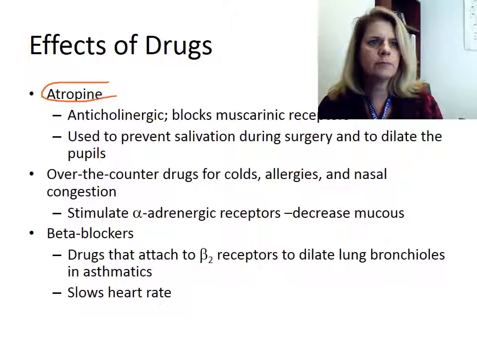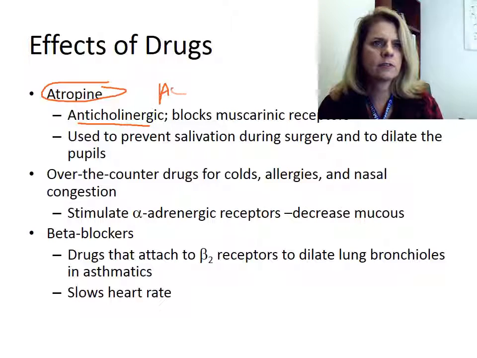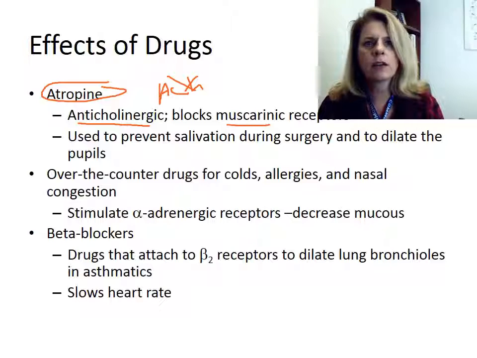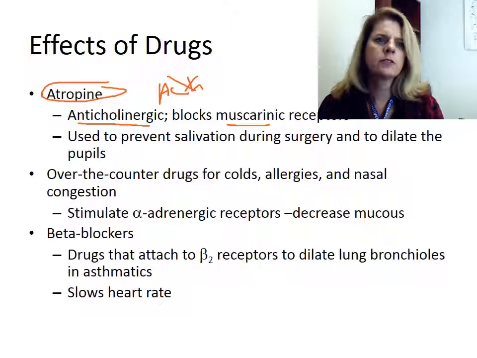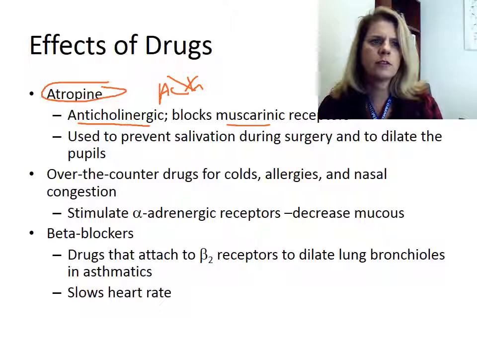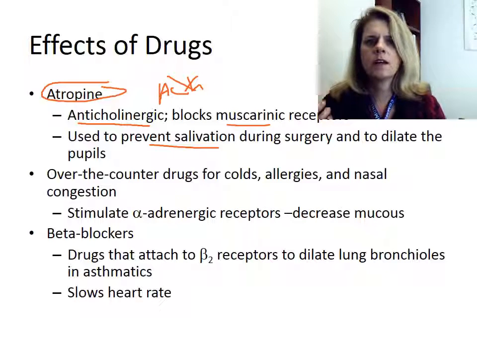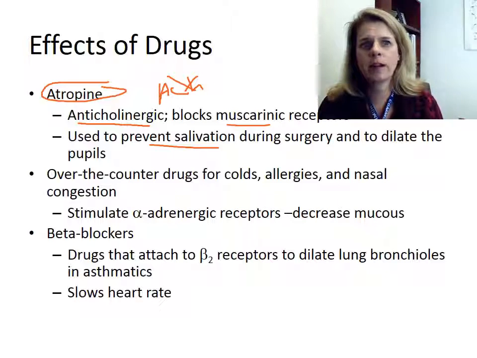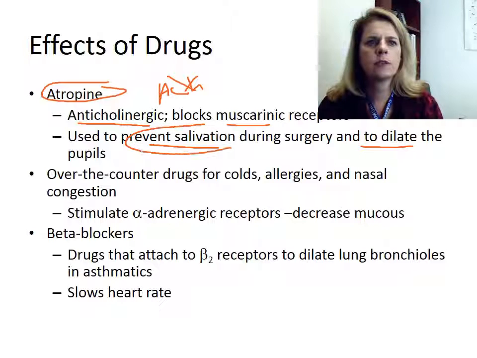So atropine is a drug that we use during surgery, and it's an anticholinergic, okay? So anti-ACh. So you're trying to not let ACh bind. And so it blocks the muscarinic receptors, okay? And these muscarinic receptors are found in the salivary glands. And so you use atropine to help prevent salivation, because when someone's under, you don't want them salivating and aspirating. It also helps you to dilate the pupils. So sometimes you can use atropine to dilate pupils. So you want to use this to prevent them making too much spit during surgery, so that they don't aspirate while they're under anesthesia.